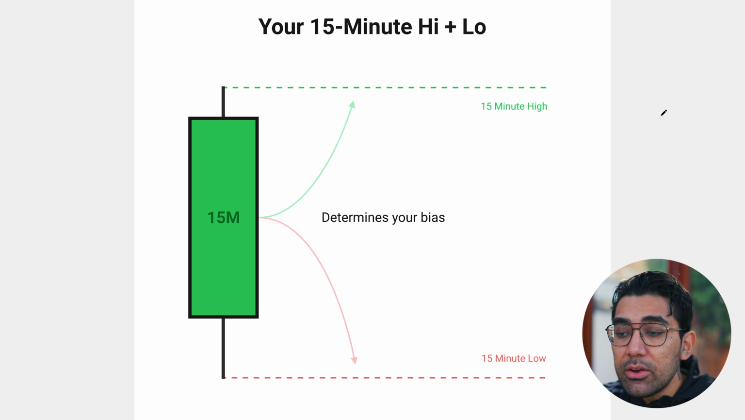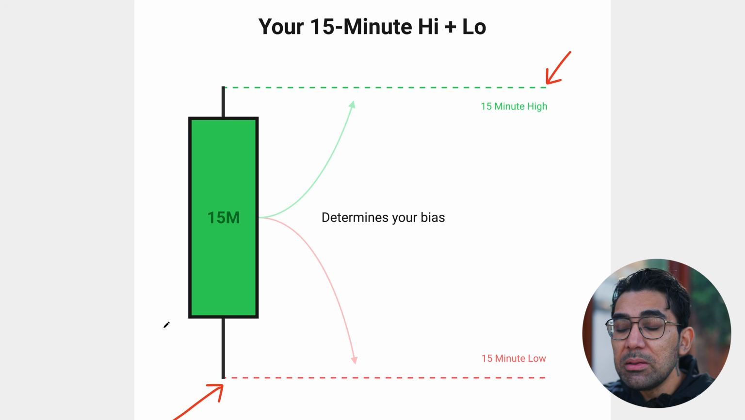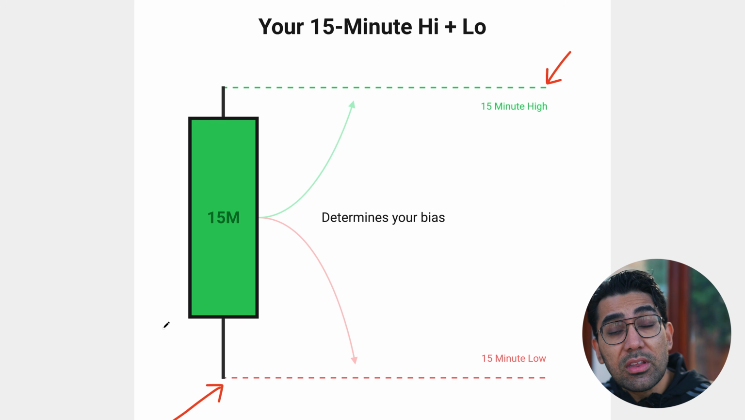Once you've got the candle, what you're going to do is mark out your high, just like this here, and mark out the low, just like this here, of the 15-minute candle. That's going to do a couple of things for you. It's going to give you the actual range that you're going to be trading within, but also it's going to help you to determine the bias for the day, okay? So how do we do that?